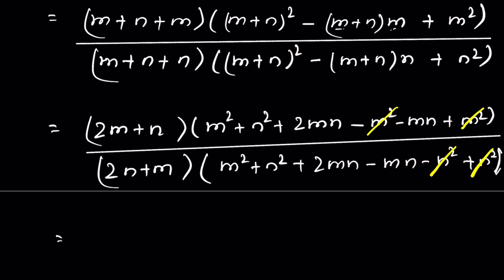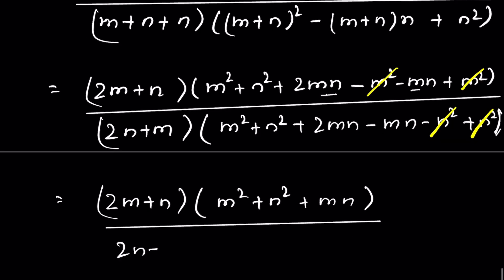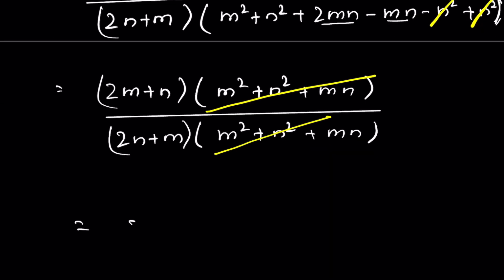Now we have 2m plus n, then m square plus n square plus 2mn minus mn is plus mn, upon 2n plus m, then times m square plus n square plus 2mn minus mn is plus mn. Now these two are like factors, so we can cancel them out. So we have 2m plus n upon 2n plus m.